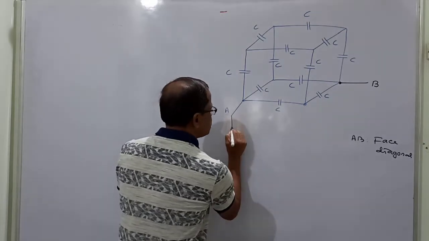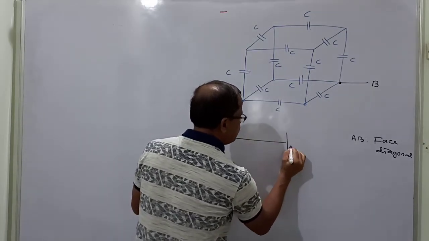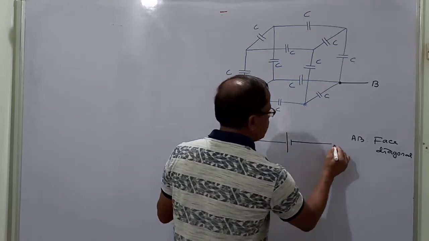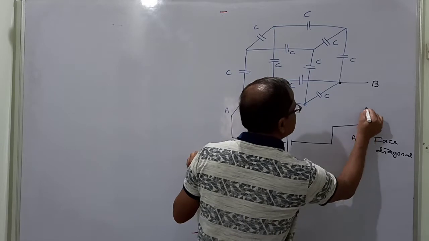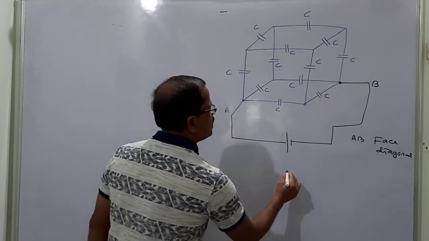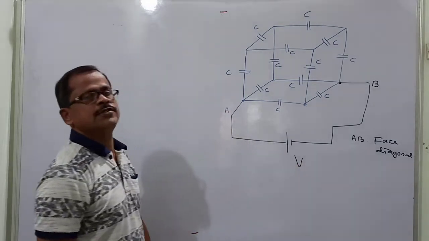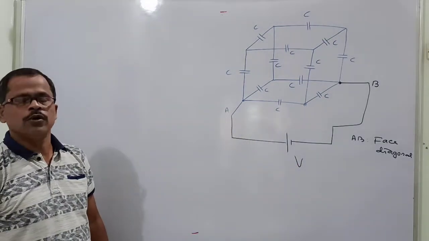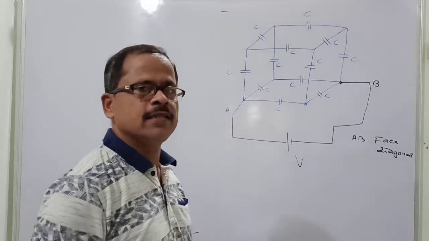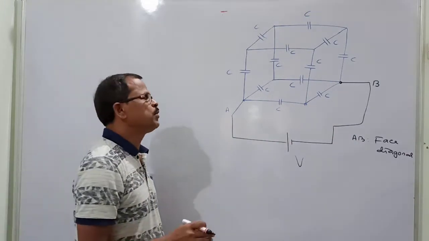To find the capacitance, let us connect a battery. Just follow the process step by step. I am going to solve the problem. Between the points A and B, I have connected a battery. Let the potential of the battery be V. Now we will follow the same pattern that I explained in the last class. Just recall what I have told you.